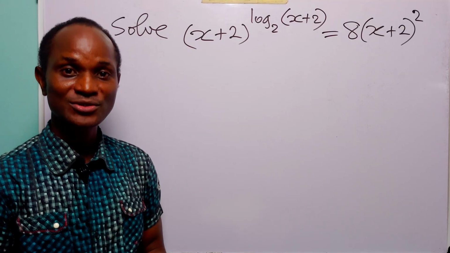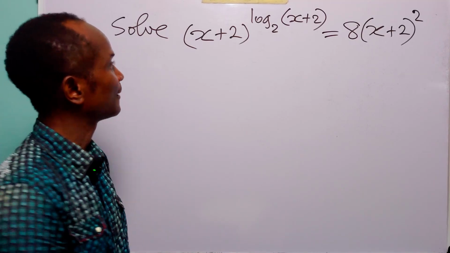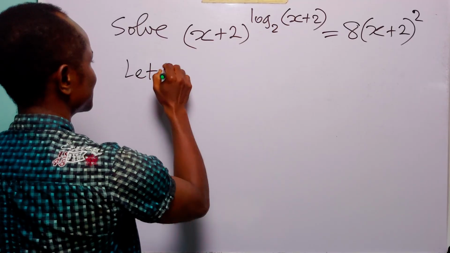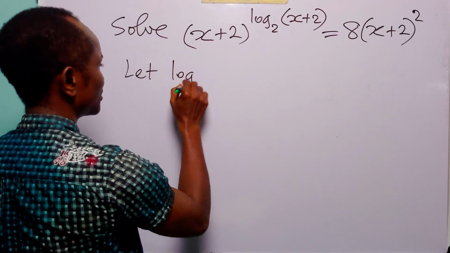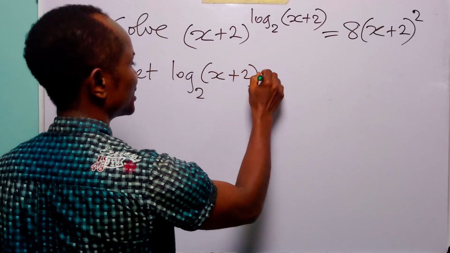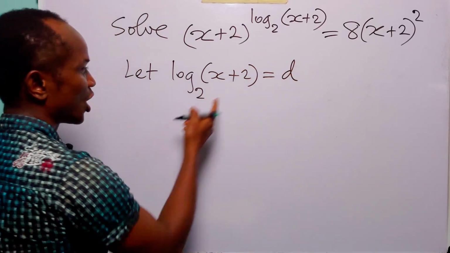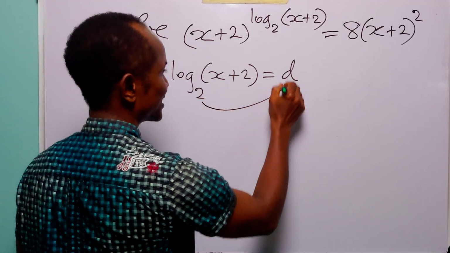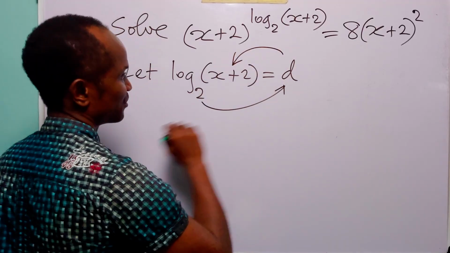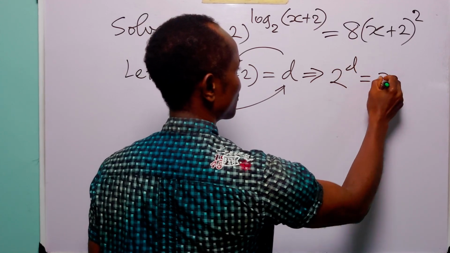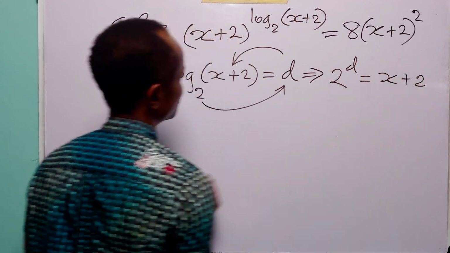And to do that, we are going to start with a substitution. Let the exponent, that is log to base 2 of x plus 2, be equal to d. And of course, from this statement, we have that 2 to the power d is equal to x plus 2.